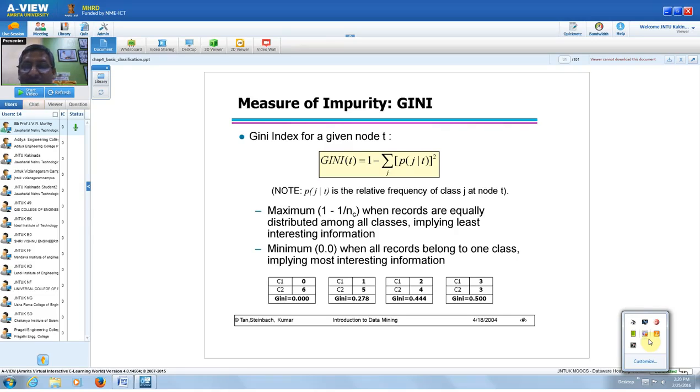Now C1 and C2 both are 3 each. In this case, the probability is 1 by 2, 1 by 2. So it is 1 minus of (1 by 2) square plus (1 by 2) whole square. That is 1 by 4 plus 1 by 4. That is 1 minus half. That becomes 0.5. So now if you look at the Gini index, when there is an equal distribution of all categories of items, that means the entropy, the uncertainty, is more. It is not a classified one. The distribution has all kinds of items equally. So the maximum disorder is there. When the maximum disorder is there, the Gini index amounts to 0.5.